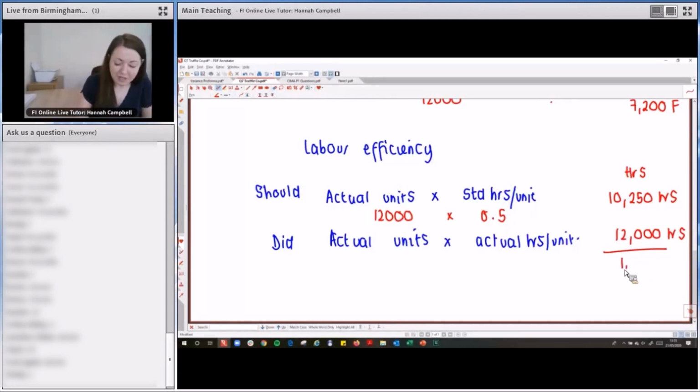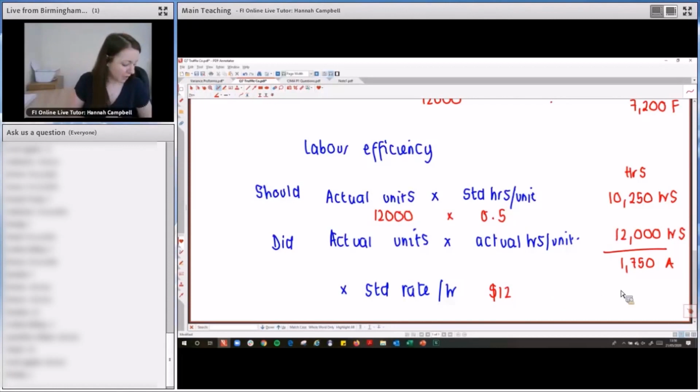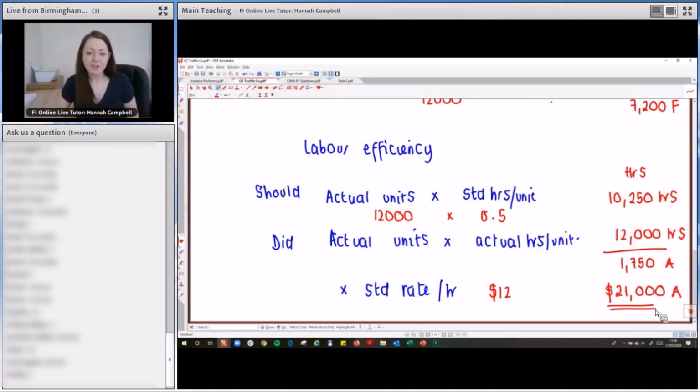So the difference between the two is 1,750 hours adverse, but variances always need a monetary value because we want to work out the effect on our profit. So what we do is we multiply by the standard rate per hour. Okay, now our standard rate per hour was our $12. So 1,750 multiplied by 12 gives us our final variance, which is 21,000 adverse.